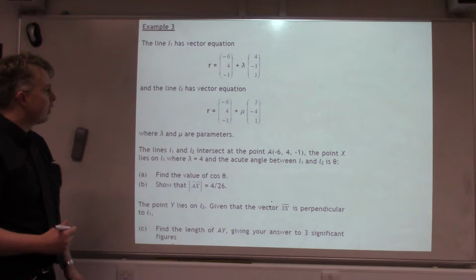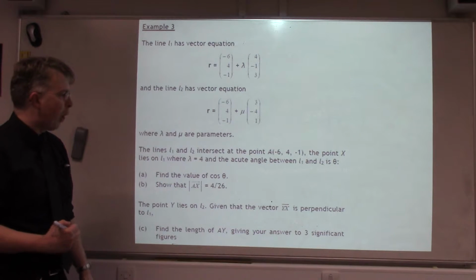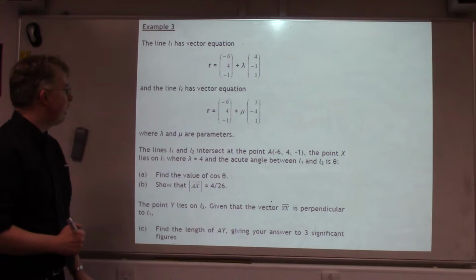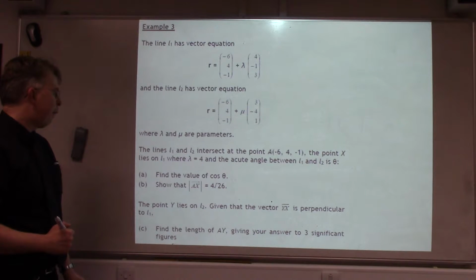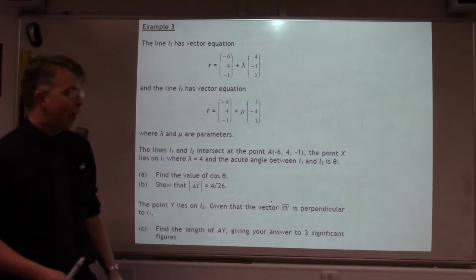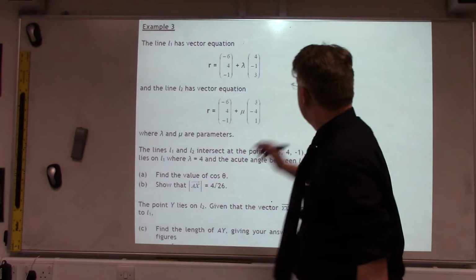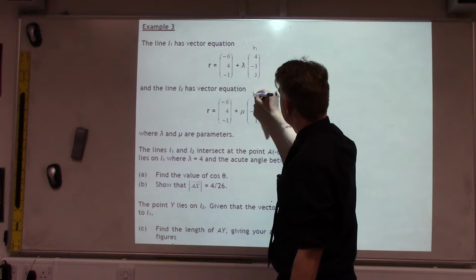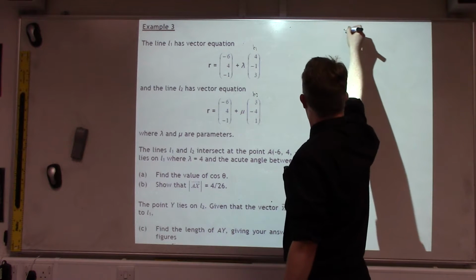So we've got two equations of the line. We know they intersect at the point A, which is minus 6, 4, minus 1. Point X lies on L1 where lambda equals 4, and the acute angle between L1 and L2 is theta. Now we want to find the value of cos theta, so basically the scalar product technique between the two direction vectors. So we'll call that one B1, that one B2. So start part A.